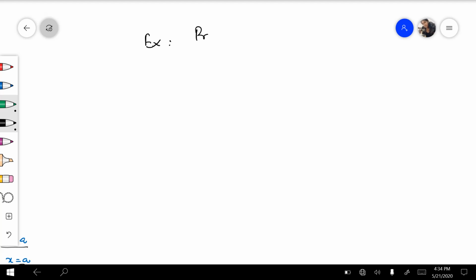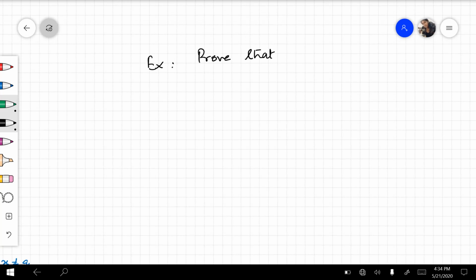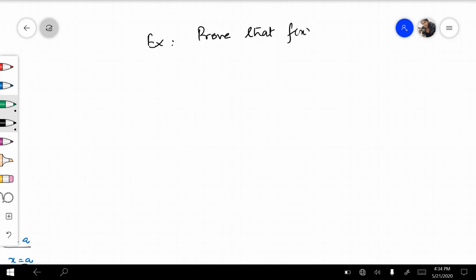Prove that f of x equals e raised to power x is a continuous function in its domain.